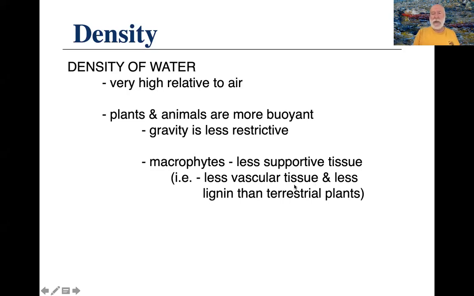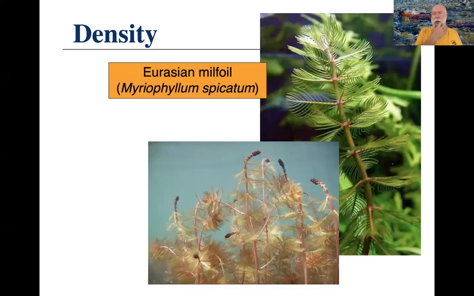Aquatic macrophytes have less vascular tissue, and they have less lignin binding the cells together. They have a lot less supportive tissue. So here's a very common aquatic macrophyte around the Okanagan. It's actually invasive Eurasian milfoil, or Myriophyllum spicatum. And these are some photographs of milfoil as it exists in water.